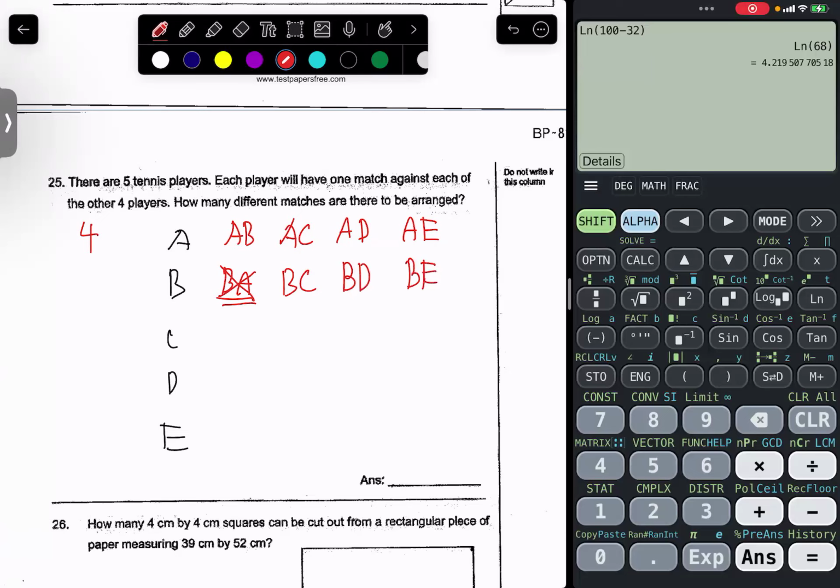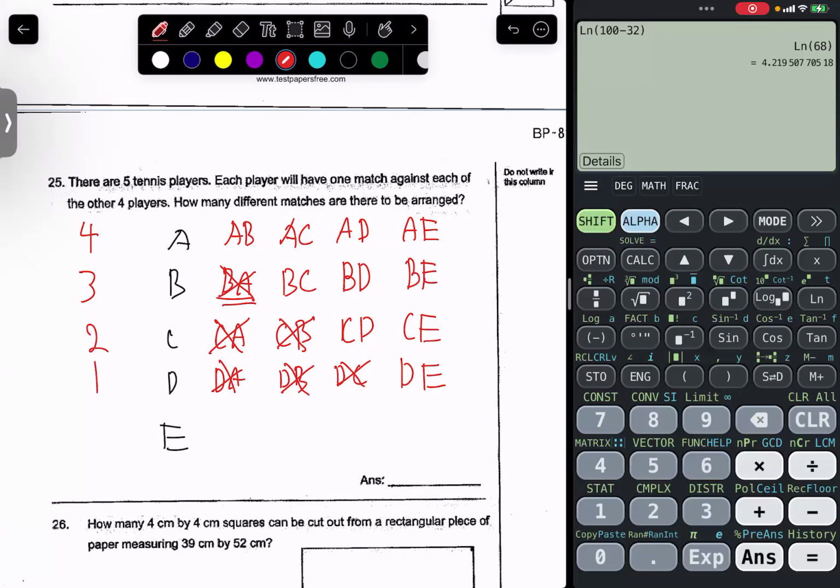Now same thing will happen down here. C will play with A, will play with B. But however, these 2 games have already been played. So that means C will only need to play CD and CE. So then you can see the pattern, right? DA, DB, DC will not exist because they have already been played. So D will only play with E. Now, by that time, E will have played with everybody else. Correct? So that means the total number of games will be 4 plus 3 plus 2 plus 1, which is 10. Okay, 10 different games.